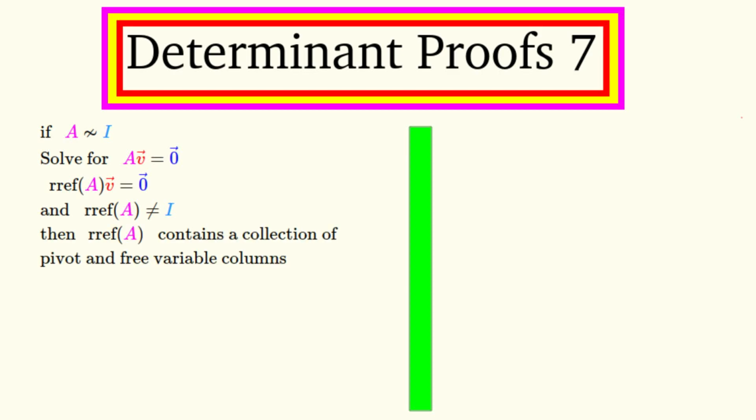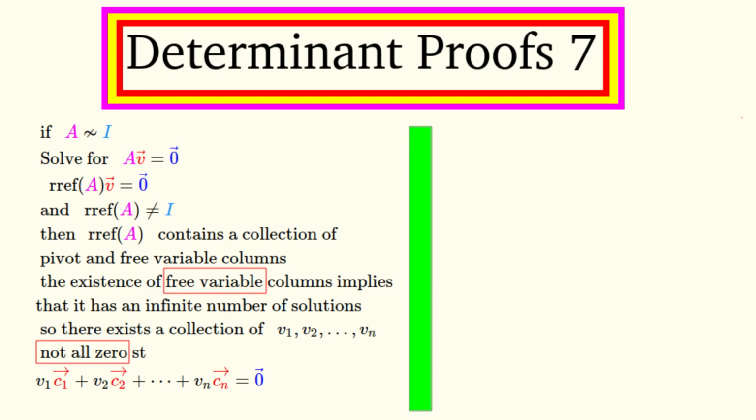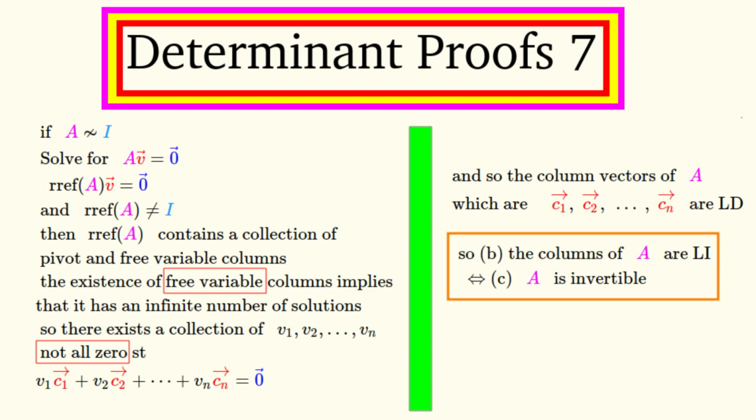This matrix will contain a collection of pivot and free variable columns. And the existence of free variable columns implies that it has an infinite number of solutions. So there must exist a non-all-zero solution for these constants that satisfy the equation at the bottom of the screen. And thus we can say that the column vectors of A, which are c1 to cn, are linearly dependent. So we've been able to show this part of the theorem true in both directions for columns.